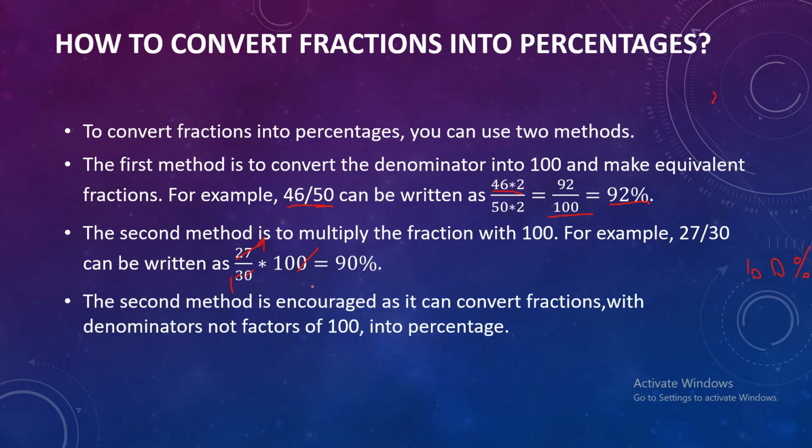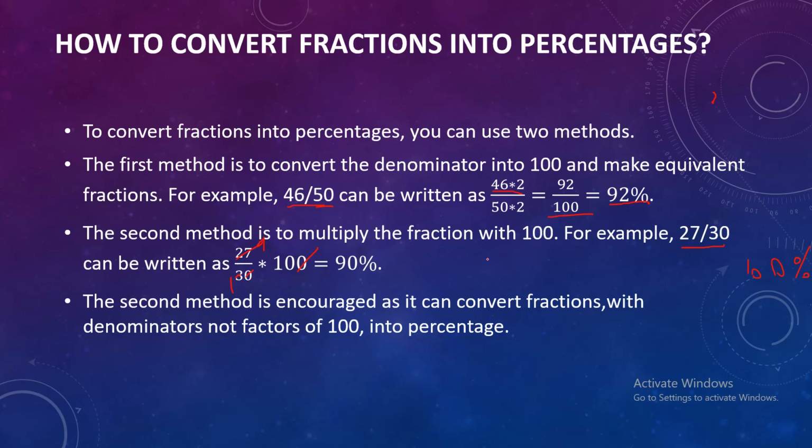So in this there is no denominator. You don't have to see if the denominator is 100 or not. Just multiply the fraction with 100 and you will get the percentage. But the second method is encouraged as it can convert fractions with denominators that are not factors of 100 into percentages. Take this example: it is 27 over 30. Is 30 a factor of 100? No. You can convert 30 into 100 by multiplying with decimals, but it is just too lengthy. So you can just simply multiply with 100.